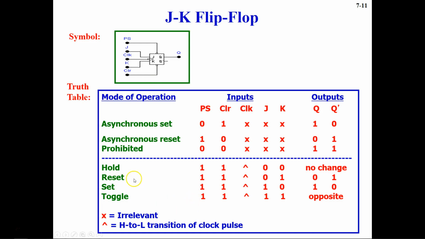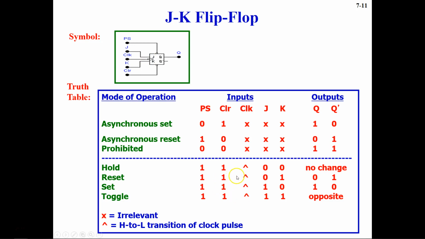And then we have a hold stage when your preset and clear are both 1. For the rest of the stages, just remember that when these two, preset and clear, are 1, then your synchronous operation will happen. And right now we have a high to low clock pulse. High to low is different from your previous flip-flop. The reason is that you have a bubble here and then this triangle. So that's why you have high to low. Previously you didn't have this bubble, and that's why it was low to high, and with the bubble the high to low transition of the clock is taking place.